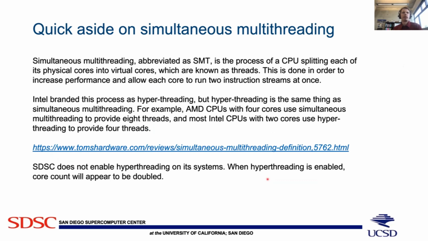Quick aside on simultaneous multithreading, which you might hear about. It's called SMT. This is the process of a CPU splitting each of its physical cores into virtual cores, if you want, which are known as threads. Threads can run on different cores, but you can also have multiple threads run on a single core, and this is done in order to increase performance by interleaving instructions. So you run 2 instruction streams at once, and it can get a little bit of speed up. You'll never get a 2x speed up by doing that, right? Intel calls this process hyperthreading, and it's really the same thing as simultaneous multithreading. So AMD CPUs with 4 cores, for instance, use simultaneous multithreading to provide 8 threads, et cetera.